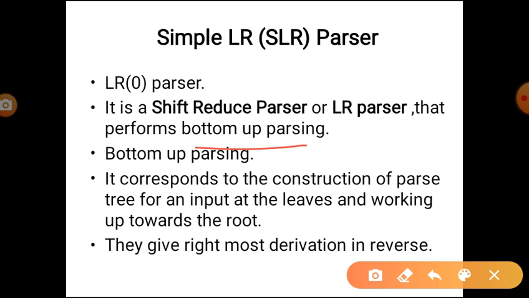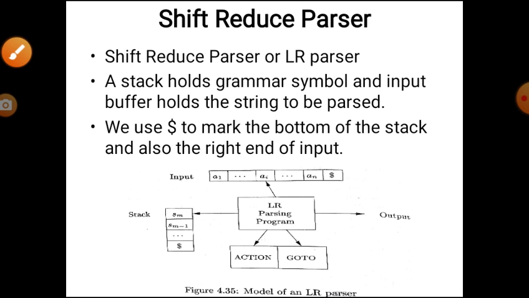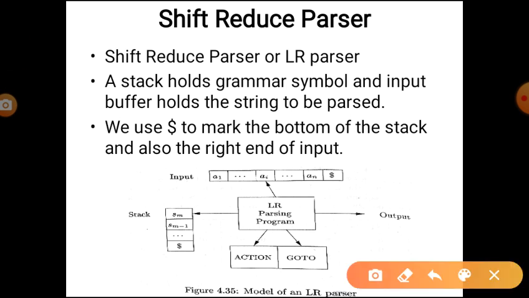Bottom-up parsing. What is bottom-up parsing? It constructs the parse tree starting from leaves and ends at root. So this shift reduce parser makes use of input buffer that holds the string to be parsed, and it makes use of a stack, and it also makes use of one symbol, that is a dollar symbol, that is used to indicate the end of the input, and it is also pushed at the bottom of the stack.